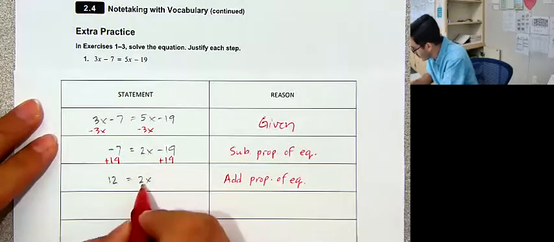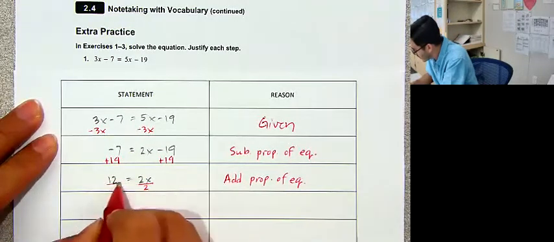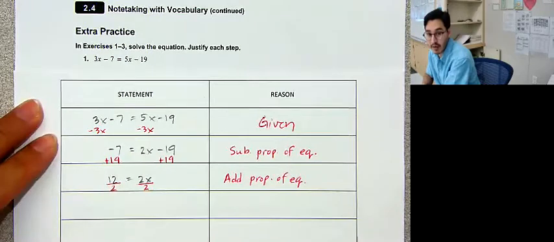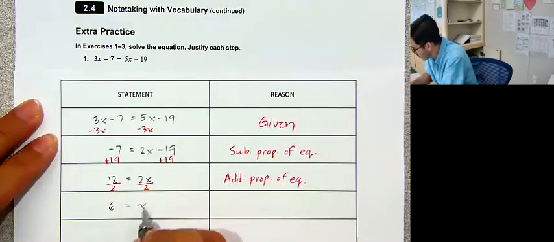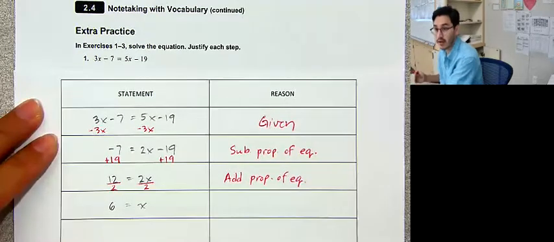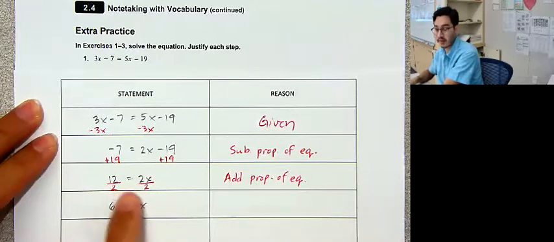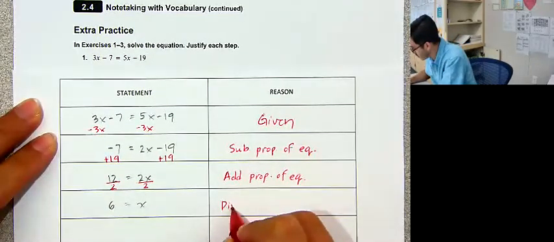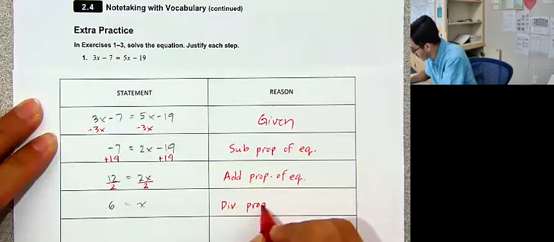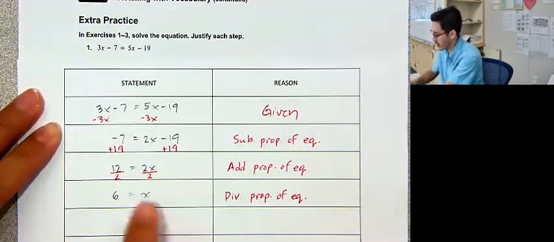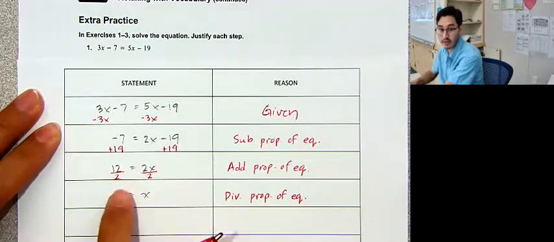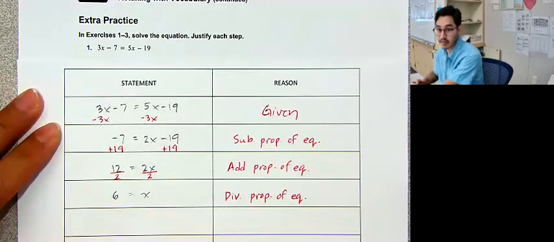At this point, what we would do is divide both sides of our equation by 2. And that would give us 6 equals x, which is our solution. Okay. So what was that last step that got us to our solution? It was dividing. So we say that's the division property of equality. You start with 2 equal expressions, you divide them by the same number, and the result is still 2 equal expressions.